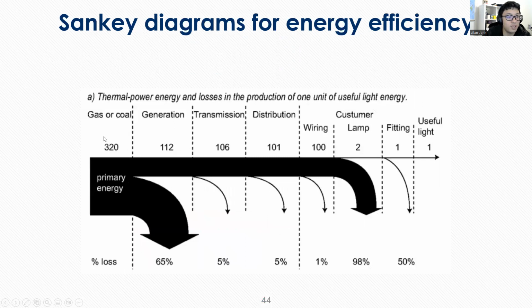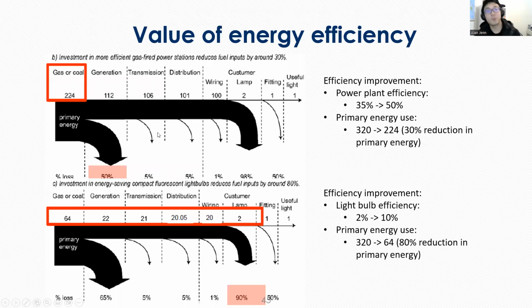But instead of 320 units of input, because the power plant itself is more efficient, I only need 224 units here. And so if I go from 320 to 224, that's about a 30% reduction in primary energy to produce my same end goal, 1 unit of useful light. So you're actually getting a fairly good improvement and reduction in energy requirements to get that same outcome.